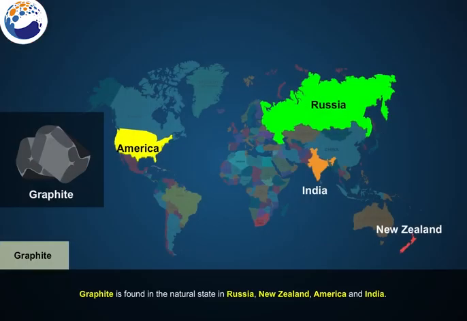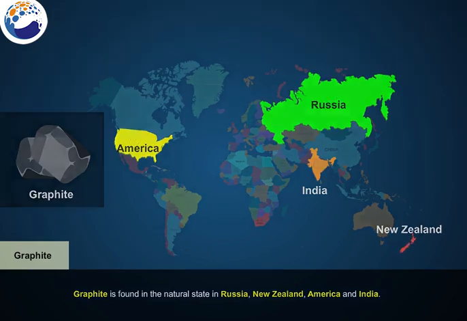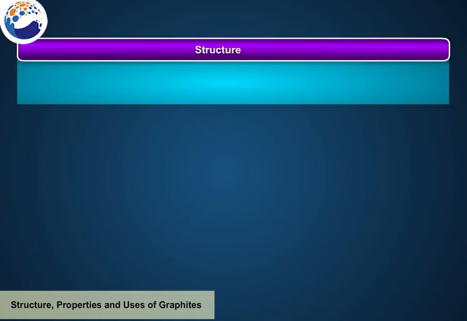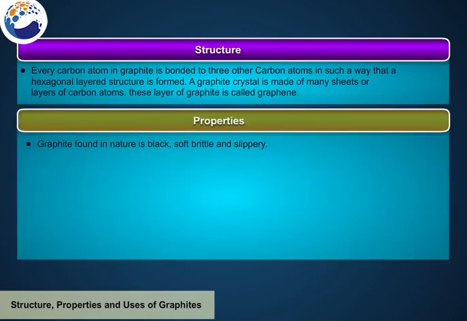2. Graphite. Graphite is found in the natural state in Russia, New Zealand, America and India. The lead used in pencils is made by mixing graphite with clay. This process was discovered by Nicolas Jacques Conté in 1795. Structure, properties and uses of graphite.